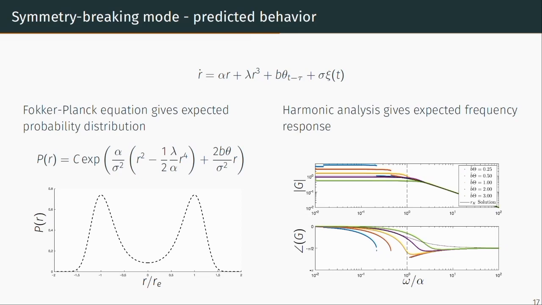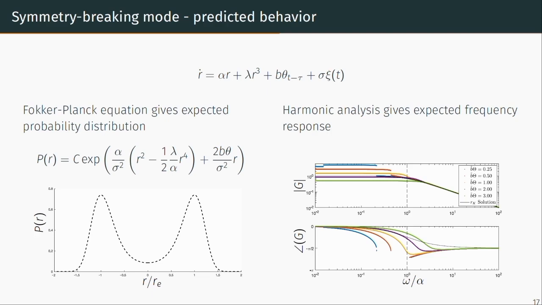So given such a model for the flow, we can first ask, what sort of behavior does that predict, and is it consistent with what we see in our experimental observations at high Reynolds numbers? Firstly, given this equation, we can compute the expected probability distribution for this metric R. For this system, which is one-dimensional, you can compute what's known as the Fokker-Planck equation, which gives the steady-state probability distribution corresponding to this stochastic equation. And this gives us a bistable expected probability distribution for this metric.